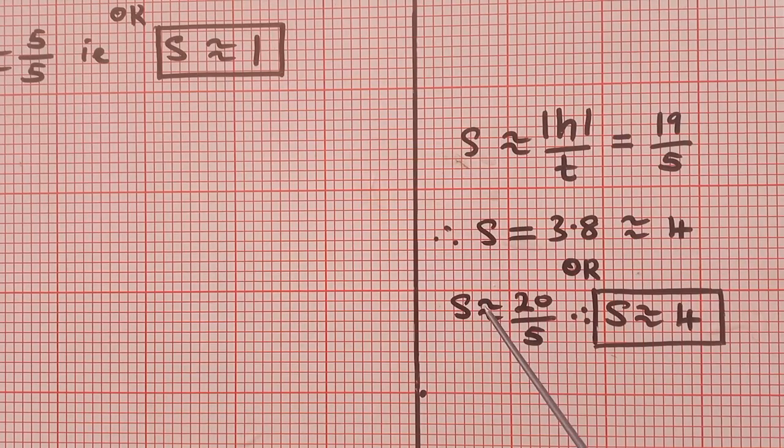Alternatively, we push this 19 to 20 so that when 5 divides 20, the answer is 4. That's how this 19 became this 20. So that scale is approximately equal to 20 over 5. Therefore, scale is approximately equal to 4. So either way, either by manipulating the answer, that is 3.8, or by manipulating the value of H, scale is equal to 4. So far, we have seen that the scale for x-axis is 1, and the scale for y-axis is equal to 4.